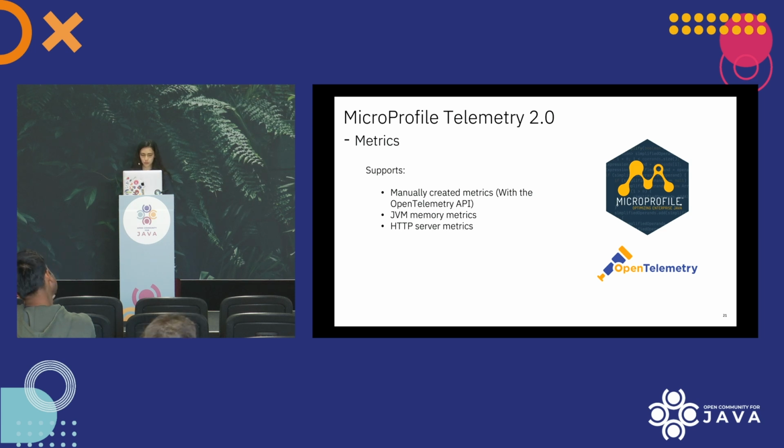Next of all is support for metrics. So similarly to tracing, you've got manually created metrics with the OpenTelemetry API. So this would mean that you collect metrics throughout your application. Maybe you want to see how many requests a certain method in your class had, or specific services could have more metrics than others. You've got JVM memory metrics, which again from the runtime, but these are automatically collected. Same with HTTP server metrics. So any HTTP requests that your servers are making, those will be collected with automatic metrics.